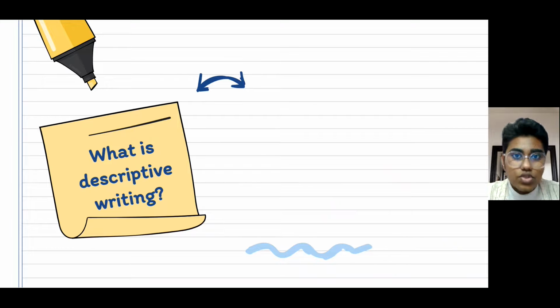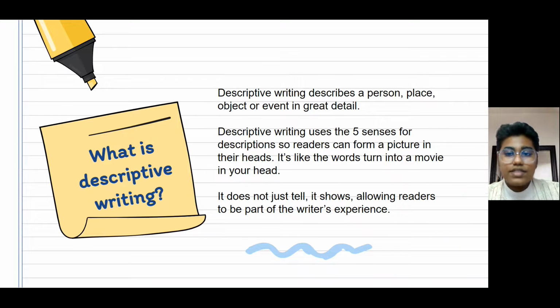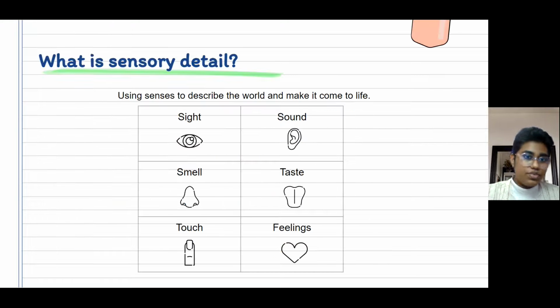We'll move from whatever you have guessed, right? So descriptive writing describes a person, place, object, or event in great detail. Descriptive writing uses the 5 senses for description so readers can form a picture in their heads. It's like the words turn into a movie in your head. It does not just tell, it shows, allowing readers to be part of the writer's experience. Yeah, that's a great giveaway, right? Descriptive writing, describe, right? And what better way to pull the reader into that place, that moment in time, than through their senses, right? Which is what descriptive writing, sensory detail is all about.